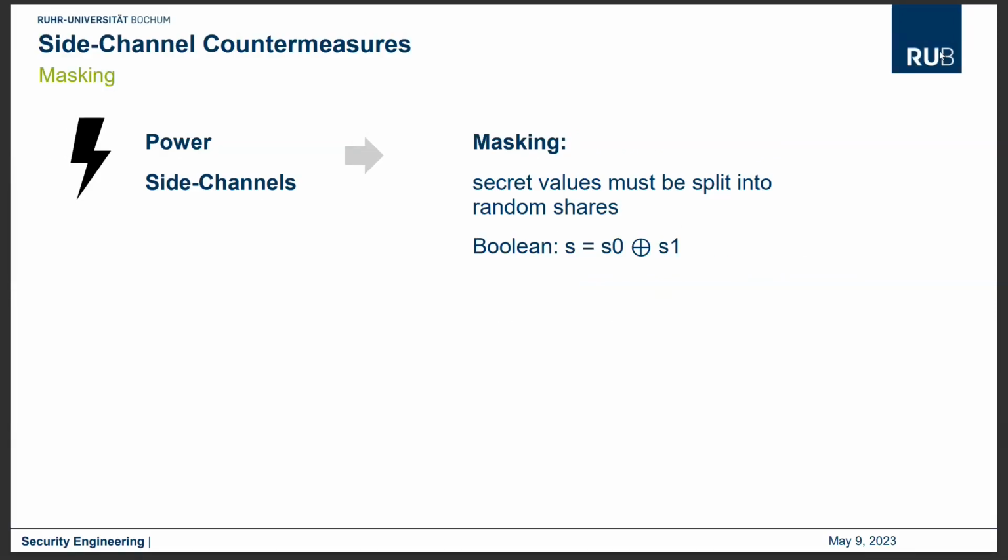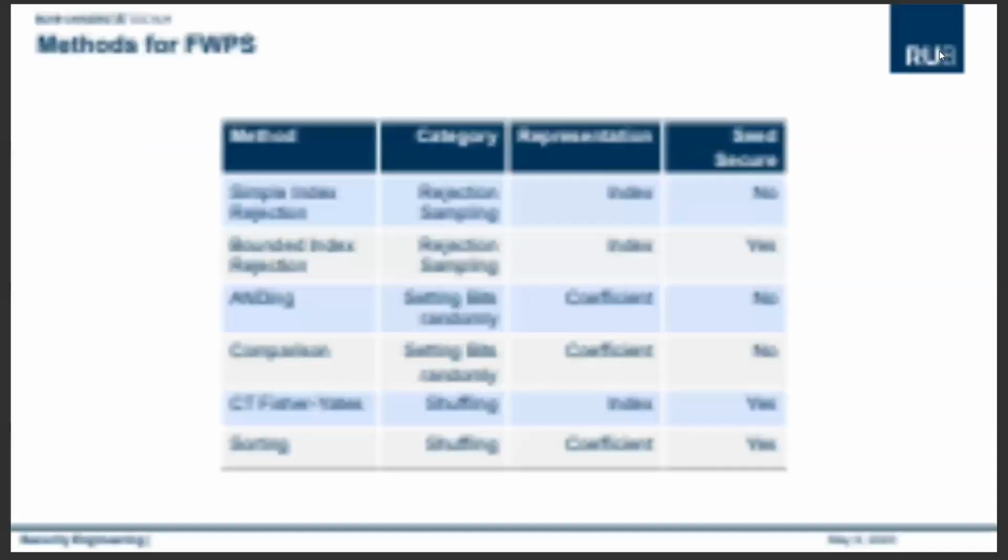For the power side channels, as Chris Peikert yesterday already introduced, we can use masking. The idea is that secret values are split into random shares. For first order Boolean masking, for example, we would end up with two shares that we can combine with an XOR to get the original value. And as Chris explained, the challenge here is when we have nonlinear functions, and they can be quite expensive.